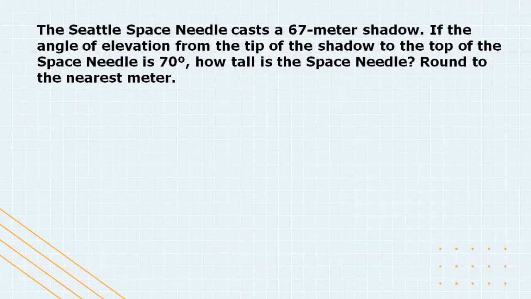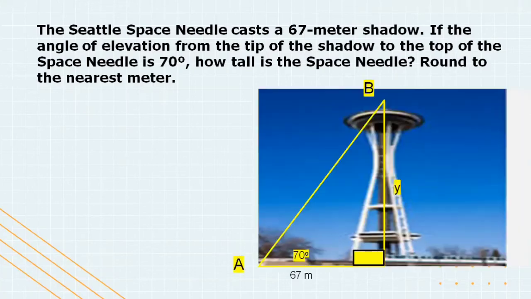I'm going to read our problem. The Seattle Space Needle casts a 67-meter shadow. If the angle of elevation from the tip of the shadow to the top of the Space Needle is 70 degrees, how tall is the Space Needle? You can round to the nearest meter.